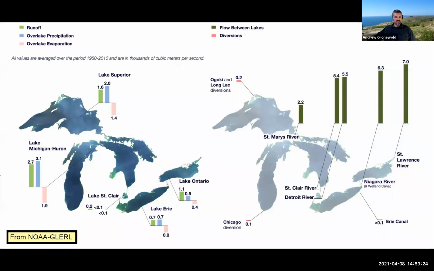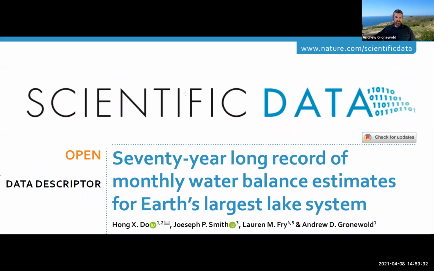But the take-home message is that these are the major components of the Great Lakes water balance and of the hydrologic cycle that lead to changes in water levels. We've been doing a lot of research recently to update the historical record. There's tremendous research that's been done over the past several decades.